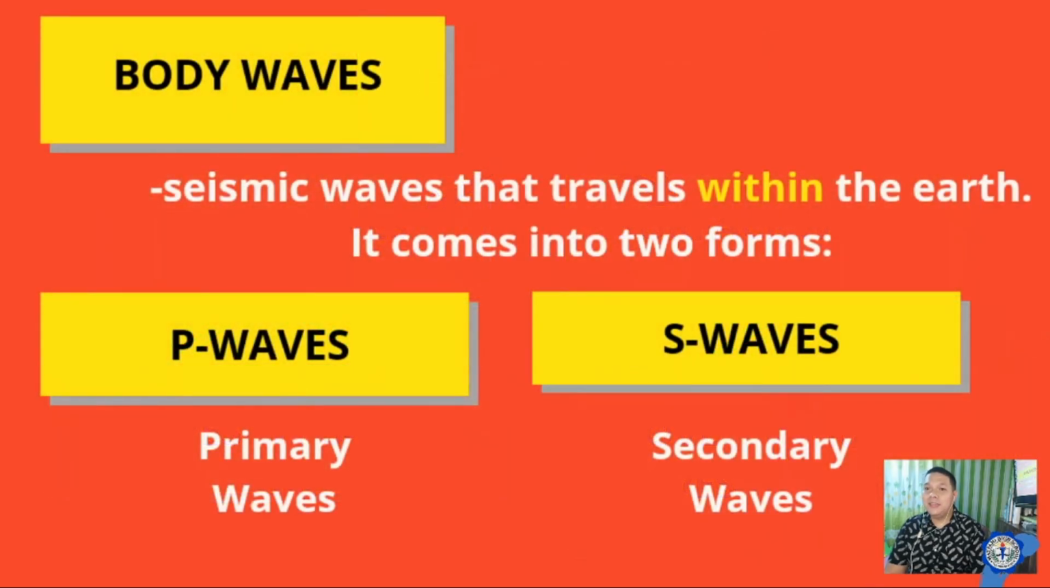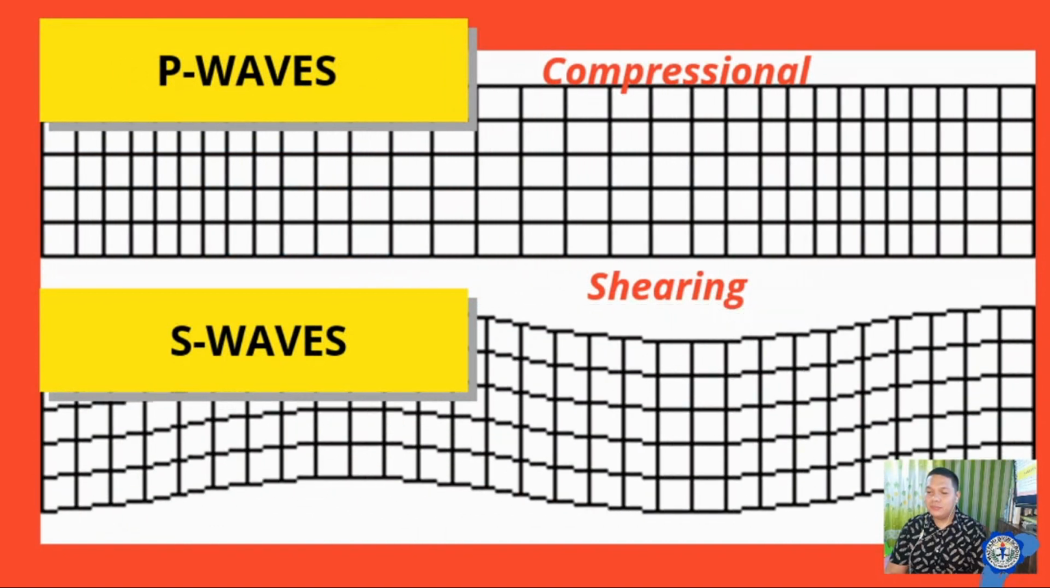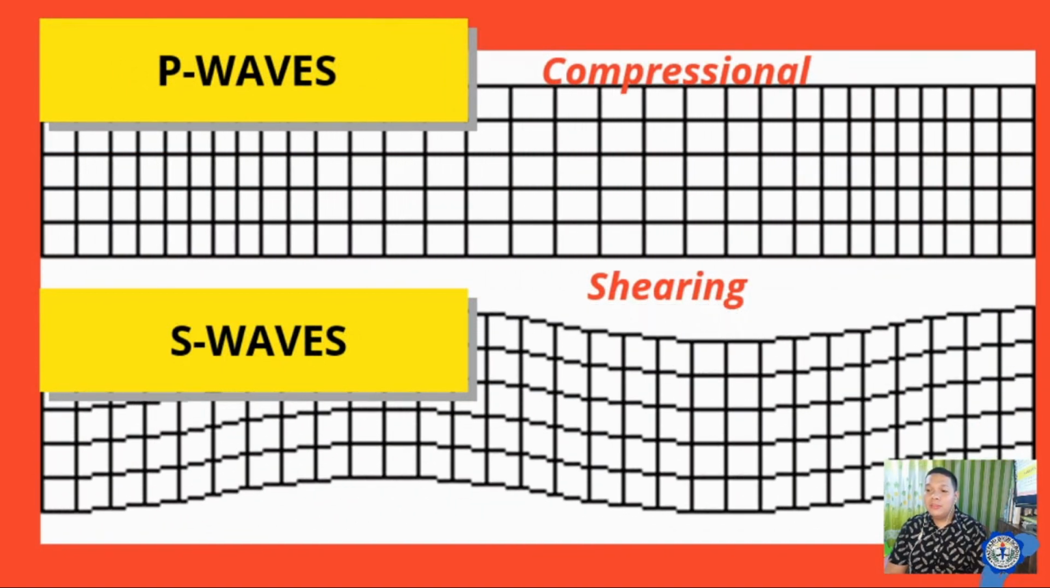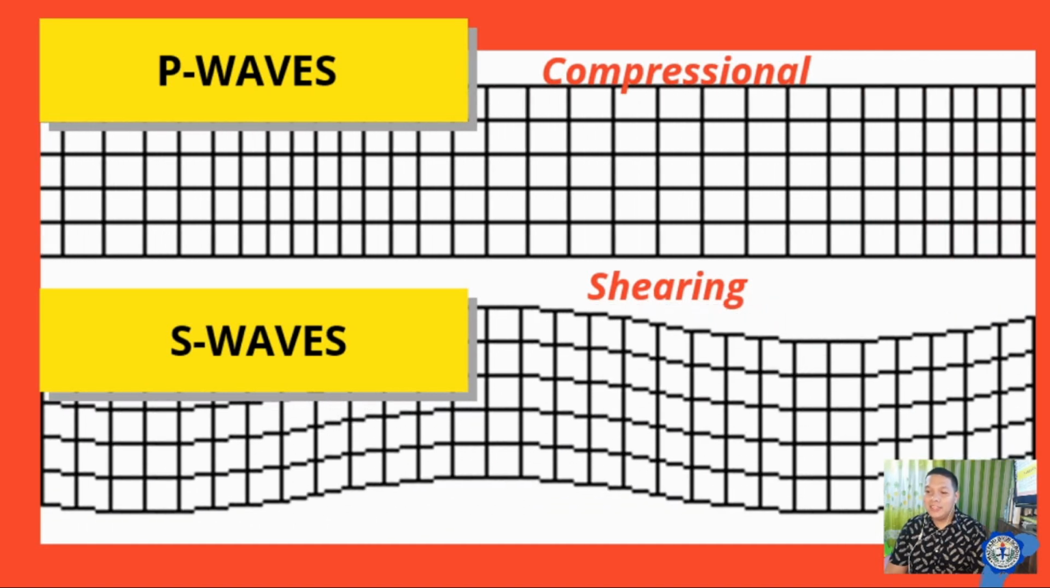So let us now begin. Body waves are seismic waves that travel within the earth. They come in two forms. We have the primary waves or the P waves and the secondary waves or the S waves. Take a look at this illustration. This is how the energy from these two types of waves acts.